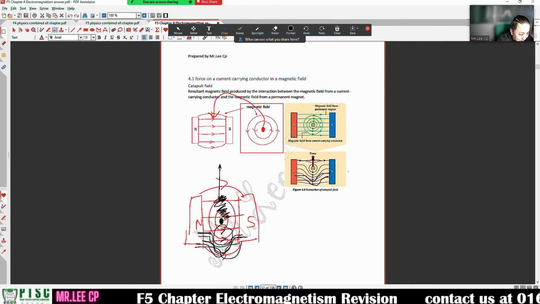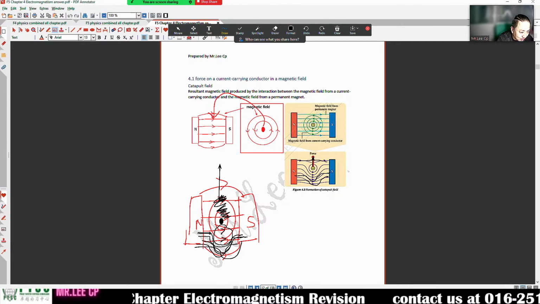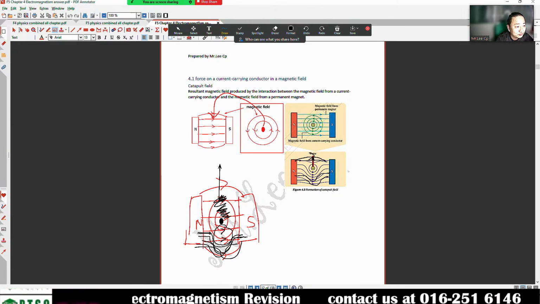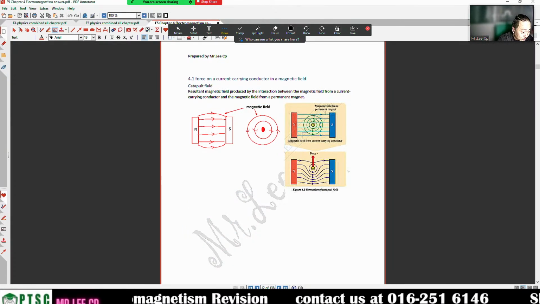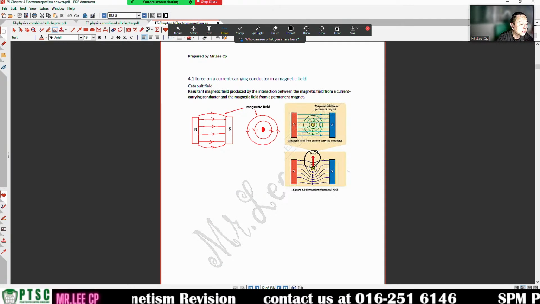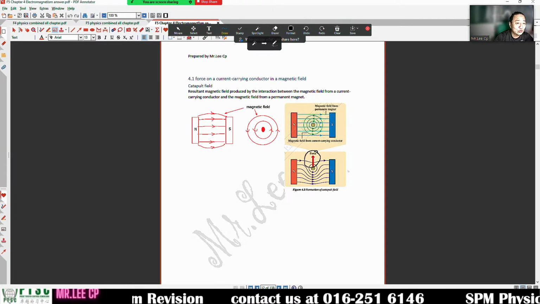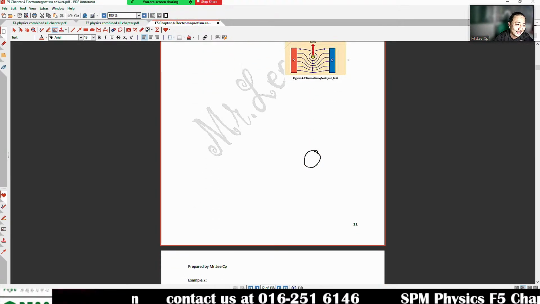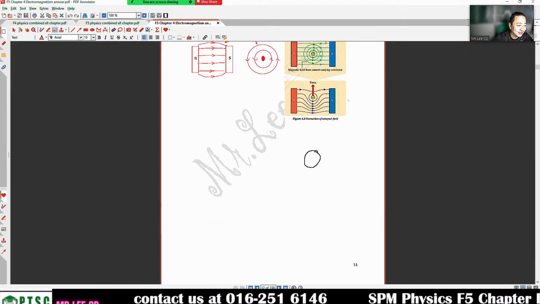This one cancels, this one cancels, that's no more, and only the left is left, right? So you get a force going upward. So this one we can use framing. Framing says, hey, don't make it so hard, make it easy, right?